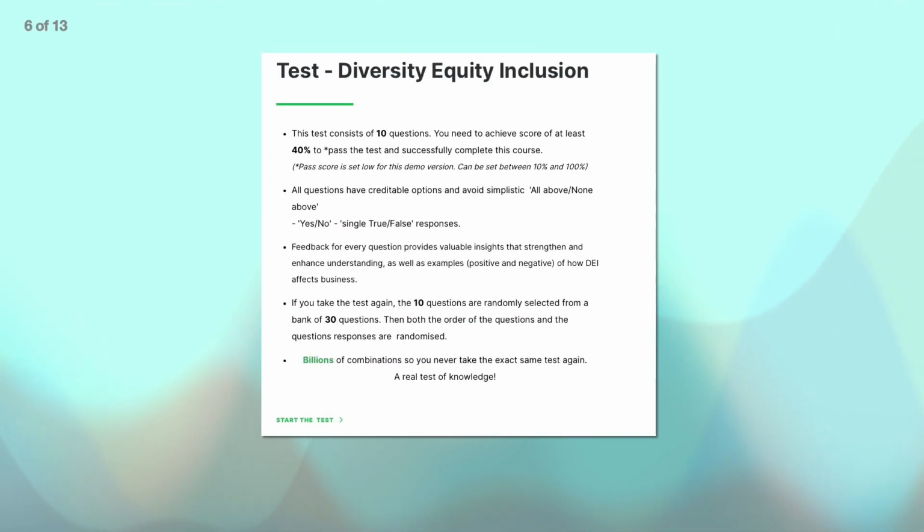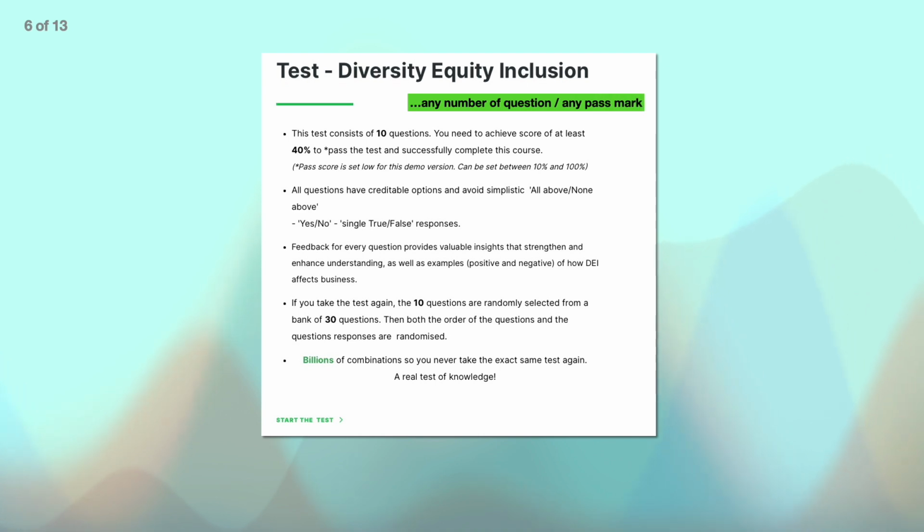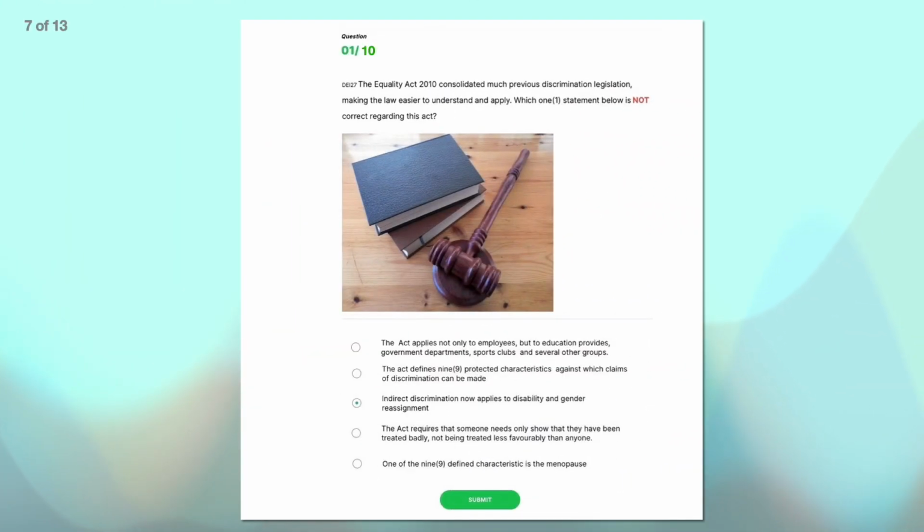This is the screen that appears before the test begins. The actual test within TEL can have any number of questions, and the pass mark can be set anywhere between 10 and 90%, or no pass mark need be set. As you will see, all questions have creditable answer choices that are not easily guessed. I'm going to show you the first 2 of the 10 questions in this test.